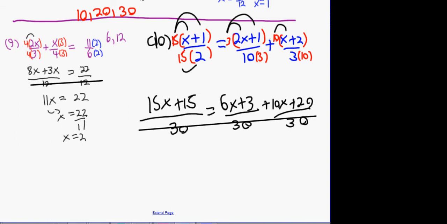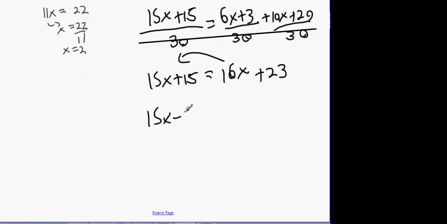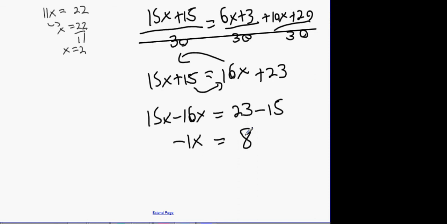They disappear. Now what we're left with is 15x plus 15 equals, what about this side? 6x plus 10x? 16x. 3 plus 20? 23. Bring it over to your side. Now what do we get now? 15x minus 16x equals 23. Anybody? Minus 15. 15x minus 16x? Minus x. 23 minus 15? 8. Multiply both sides by minus 1, and we get x equals minus 8.